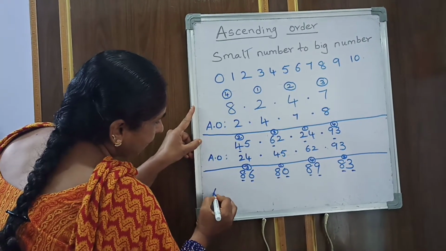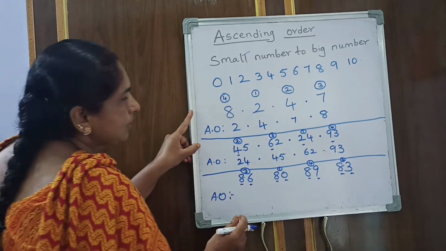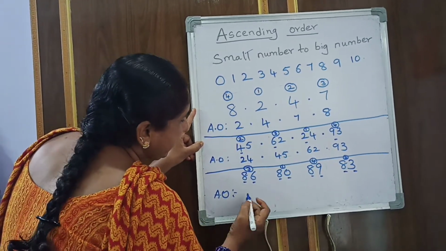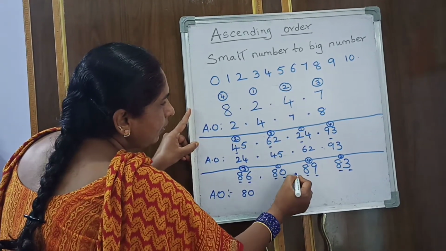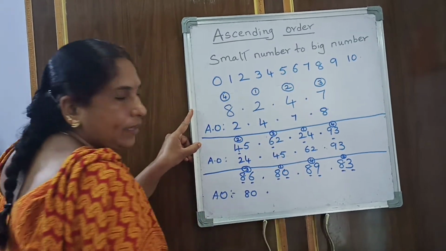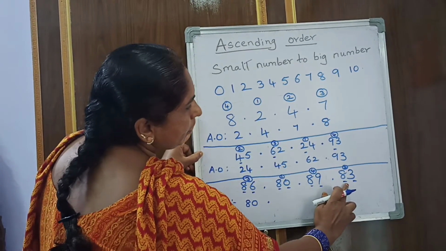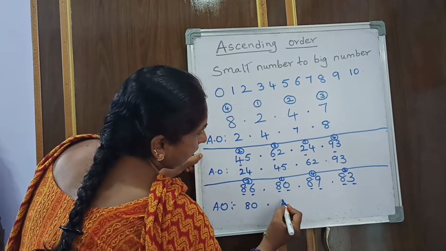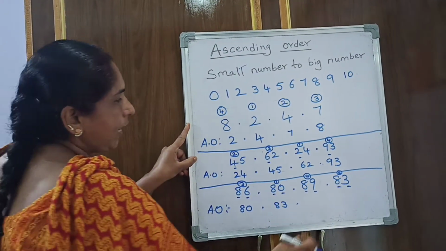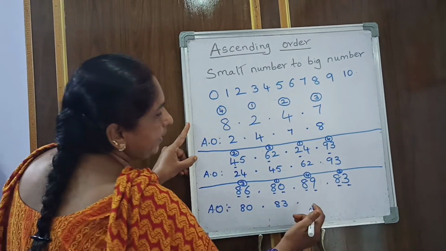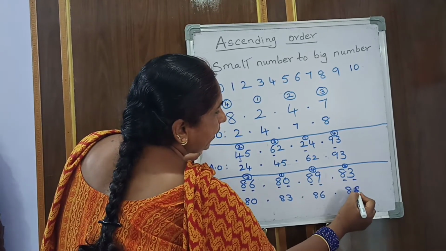Now here we are arranging the numbers in ascending order. AO, ascending order. See here, what is the first one? 80. 80 is the smallest number. Then keep one dot and leave one box. Then 80 after, which is the next biggest number? 83. Again keep one dot and leave one box. And 83 after, next one is 86. And the last one, the fourth one, is 89.